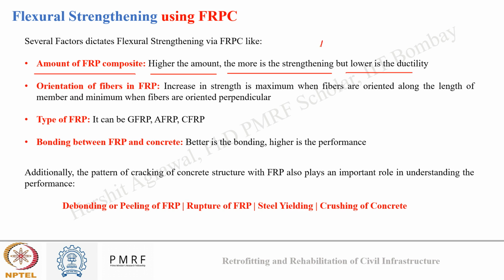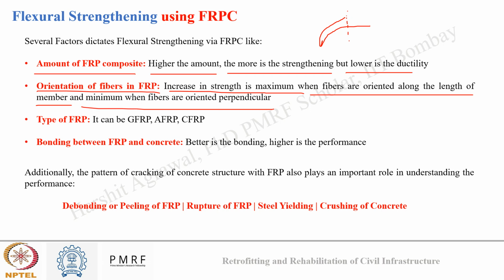So like this, my stress-strain curve will improve, but my ductility, my ultimate strain before failure, will reduce as the amount of FRP composite increases. Orientation of fiber in FRP: this we already know, the increase in strength is maximum when the fiber is oriented along the length of the member, and it will be minimum when the fiber is oriented in the perpendicular direction.